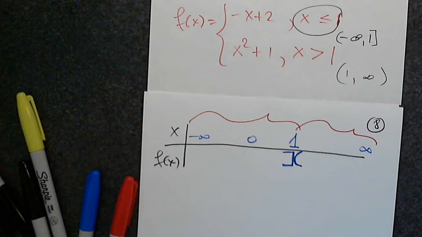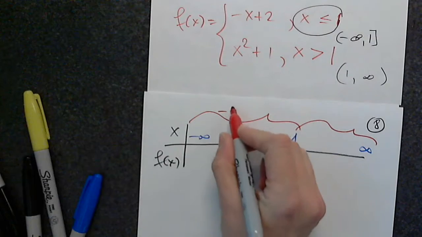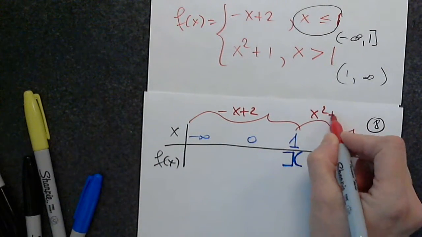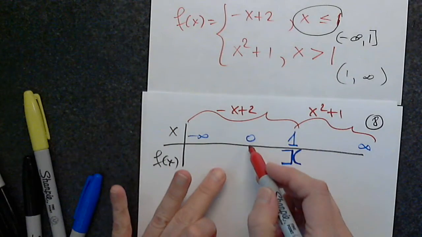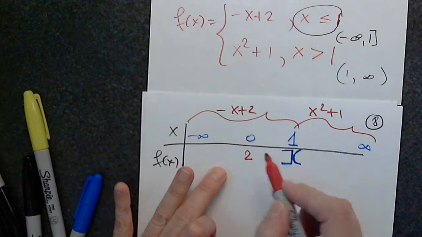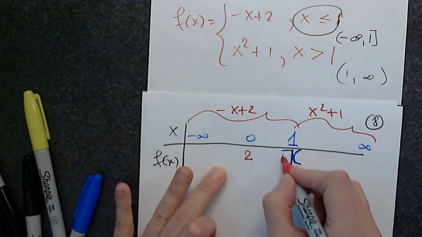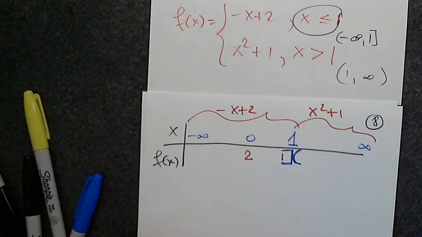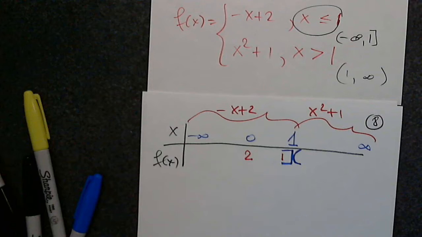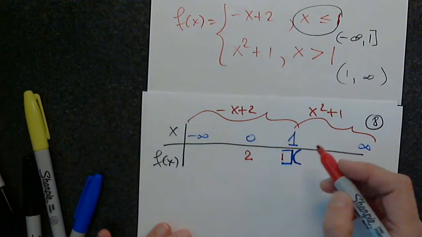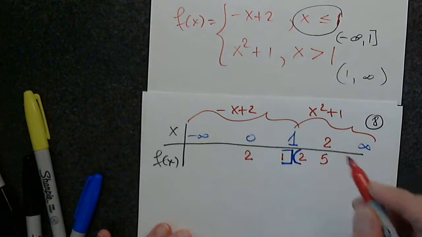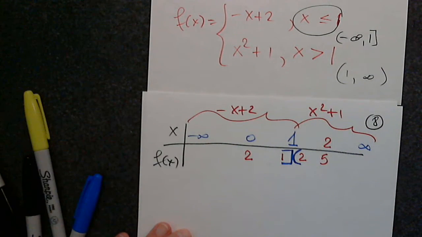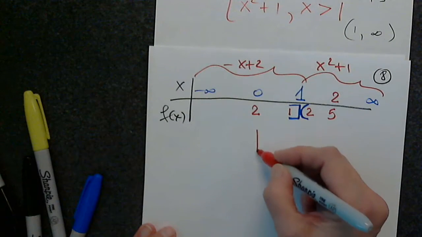Apologies. Thank you for being patient. So we have the negative x plus 2, and we have x squared plus 1. Okay, this is linear. I would plug in 0, and I get 2. I would plug in 1, and I get 1. I need 2 points for a linear function. That's good enough. For the quadratic, I plug in 1, I get 2. I plug in 2, 4 plus 1, 5. So far, so good? Okay, so let's graph.